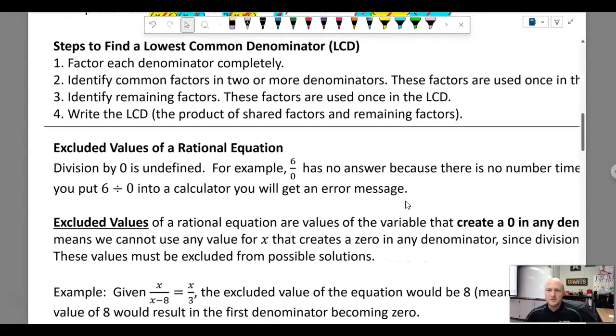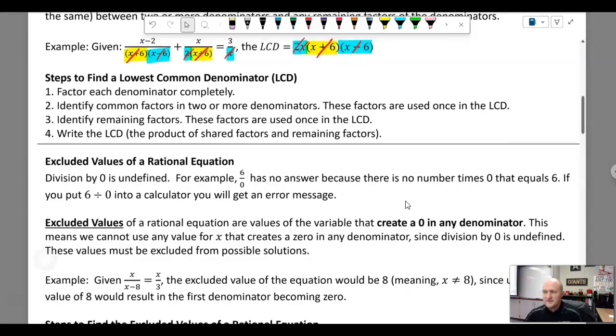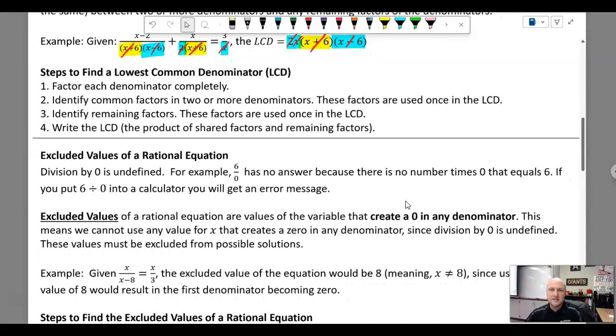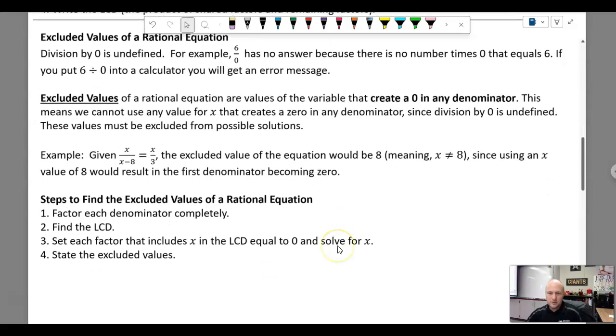We'll also talk about excluded values in this lesson. These are values that are left out of the domain because if I plug in this number, it creates a 0 in the denominator. We cannot divide by 0. So excluded values of a rational function are values of the variable that create a 0 in any denominator. This means we cannot use any x value that creates a 0, since that will be an undefined value. So we exclude these.